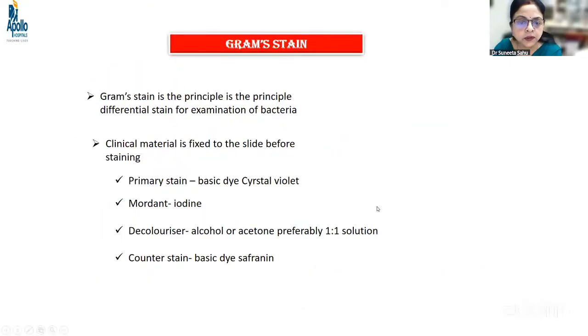Now, a little bit about gram stain, since we are discussing microscopy. The principle is a differential stain. As I told you, the contrast is done with the help of the dye, and gram stain is an example where a contrast is used to identify the different types of bacteria. Now, the primary stain is the basic dye crystal violet. Mordant used is iodine. The decolorizer used is alcohol or acetone, preferably 1:1 solution, and the counter stain used is basic dye safranin.